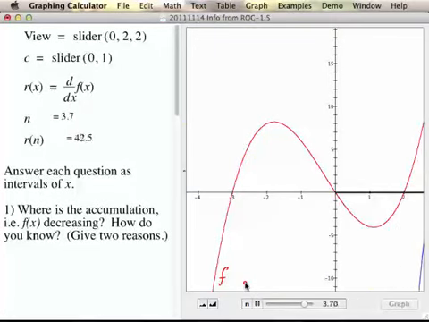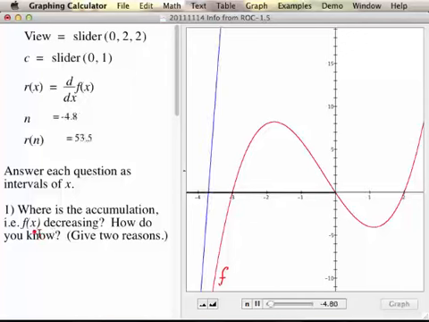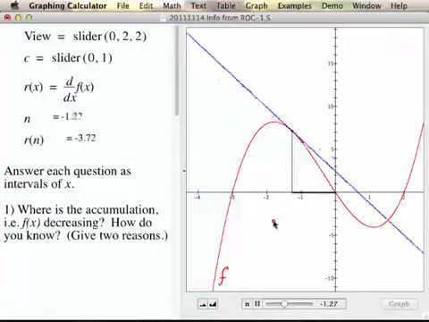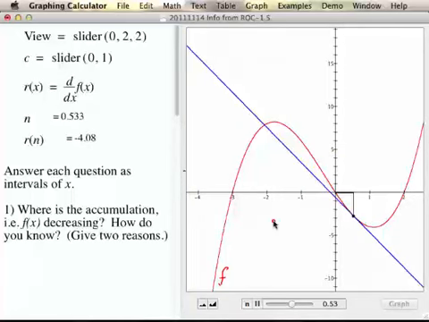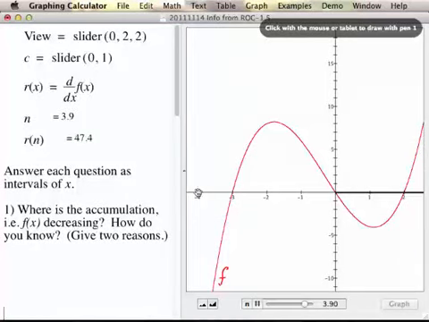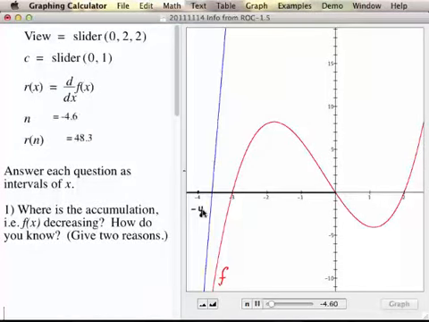So where is the accumulation, i.e. f of x, decreasing, and how do you know? So I'll give you some key points here, but you go ahead and talk. Where's the accumulation, i.e. f of x, decreasing? So here are the key points. Go.